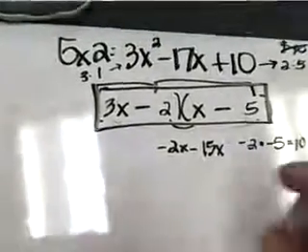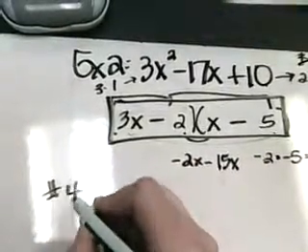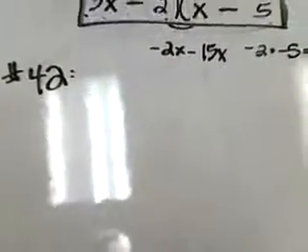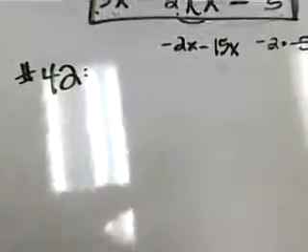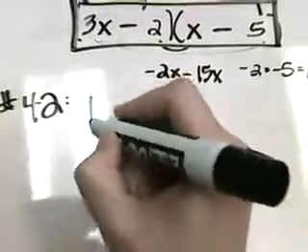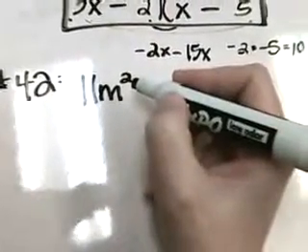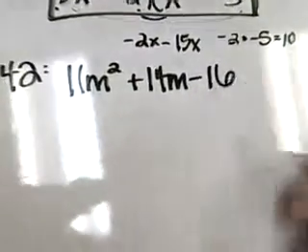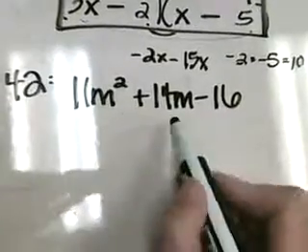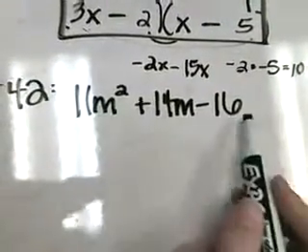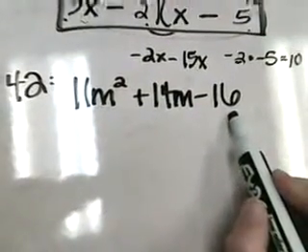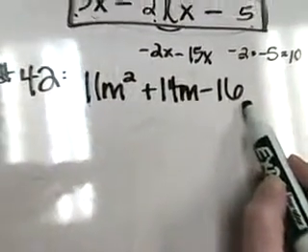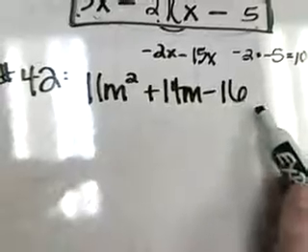Okay, so let's do this on number 42. Number 42 says 11m squared plus 14m minus 16. 3 terms, 1, 2, 3. First question, can I take anything out? 11, 14, and 16? No, there's nothing I can take out there. These guys have variables, and this one does not, so I couldn't take any numbers out, I'm sorry, and I can't take any variables out.